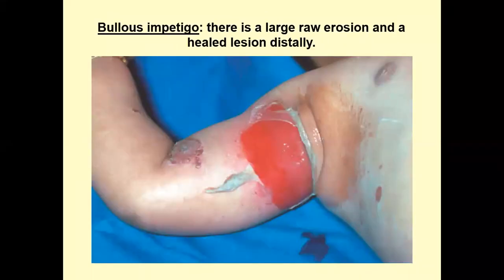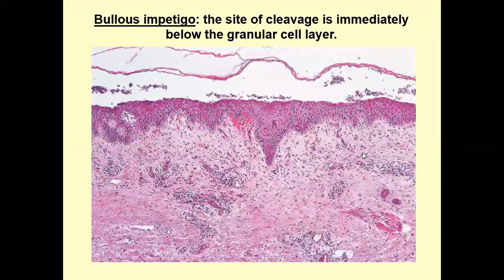There are two types, non-bullous and bullous. Bullous usually starts with a blister, and since it is subcorneal, it easily ruptures, leading to a raw area. It would never cause scarring because it is all subcorneal. So the blister which is formed in bullous impetigo will always be subcorneal.